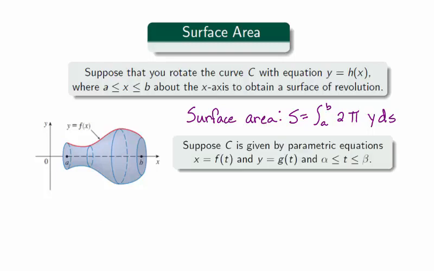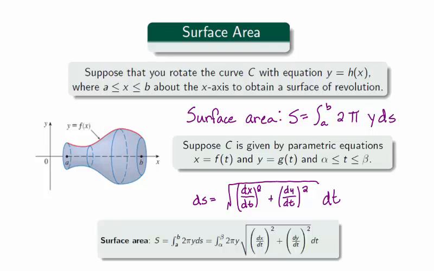Now suppose C is given by parametric equations x equal to f of t and y equal to g of t, and alpha is less than or equal to t, which is less than or equal to beta. Then, using our above computation, ds equal to the square root of (dx/dt) squared plus (dy/dt) squared dt, we can rewrite our surface area integral as S is equal to the integral from a to b of 2 pi y ds, which equals the integral from alpha to beta of 2 pi y times the square root of (dx/dt) squared plus (dy/dt) squared dt.